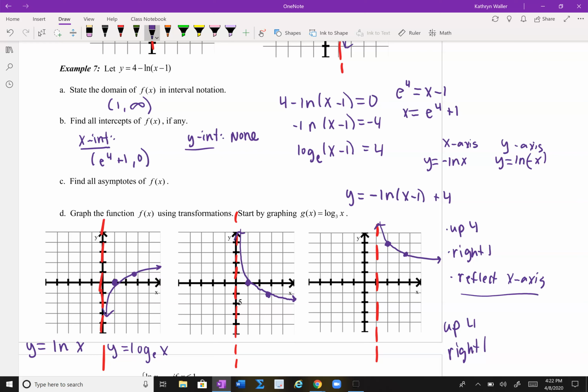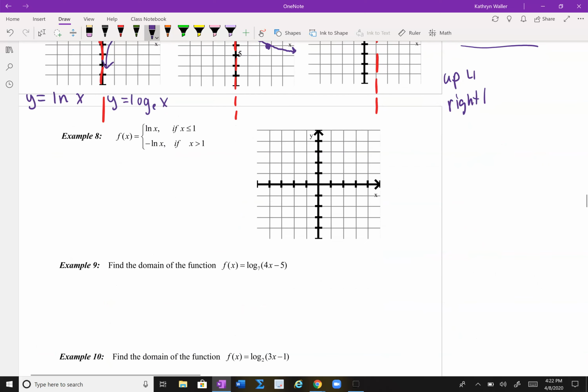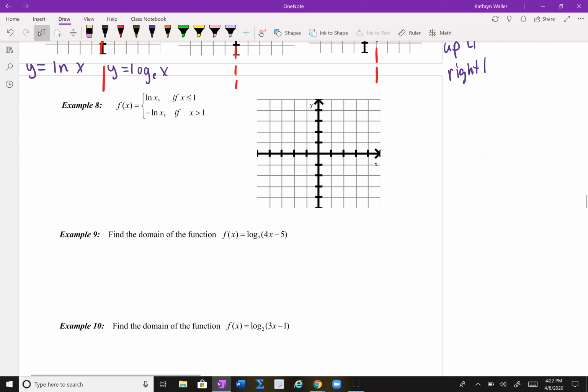And then look at that graph. It hits the x-axis. Where does it hit it? At 1. So your asymptote is x equals 1. Okay, that's it. Let's do question 8.